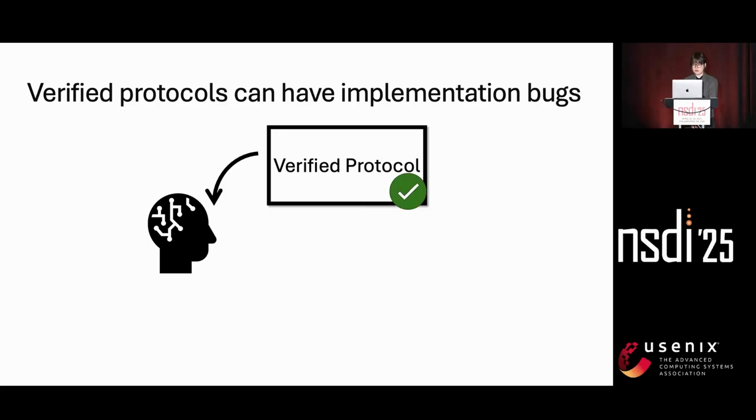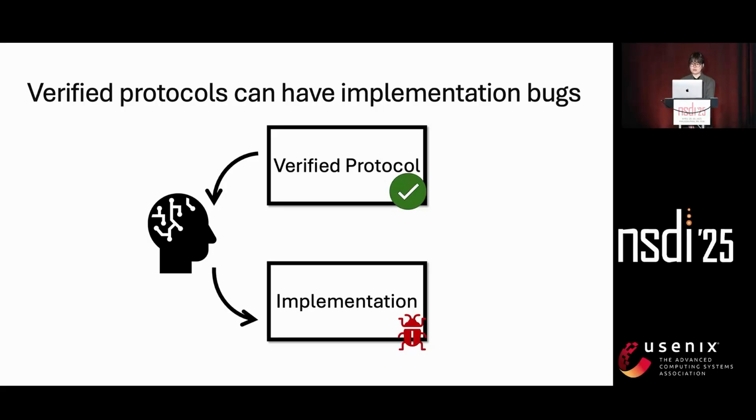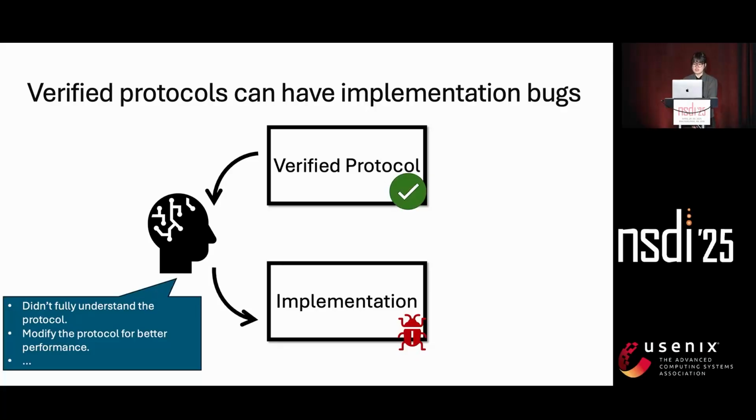However, even if the protocol itself has been verified, bugs can still arise when programmers translate it to concrete code implementations. The reasons for this can vary. Perhaps the programmers did not fully understand the protocol, or they may have made modifications to the protocol for better performance.